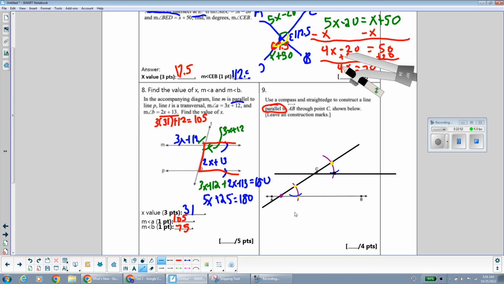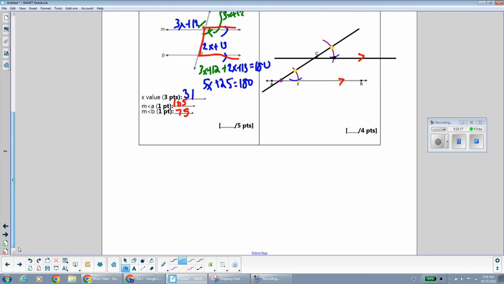But it is a total of 4 arcs. The first 2 arcs, the measurement doesn't matter, just use the same one. The second 2 arcs, you're using the measurement that you measured of this angle, and then you're bringing it up here. And that's it. We created congruent corresponding angles, so we know that our 2 lines are in fact parallel to each other. Okay.